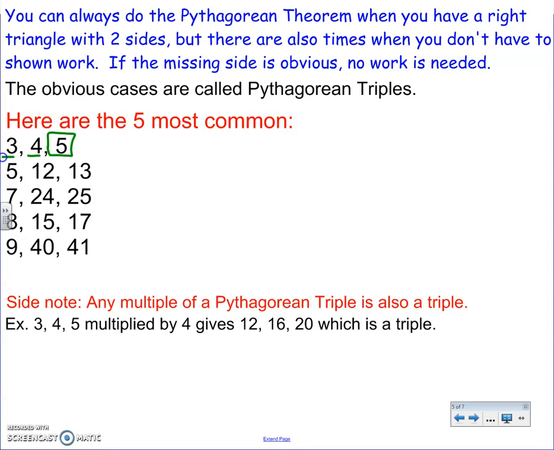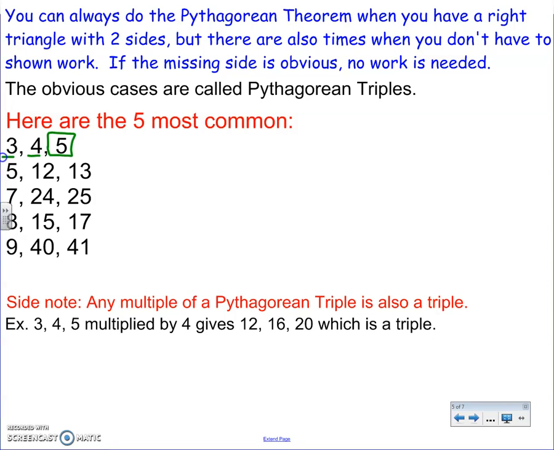5, 12, 13 is another Pythagorean triple. 7, 24, 25, 8, 15, 17, 9, 40, 41. Also, side note, any multiple of a Pythagorean triple is also a triple. So if I do 3, 4, 5 times 4, 3 times 4 is 12, 4 times 4 is 16, 5 times 4 is 20. So 12, 16, 20 is another triple.